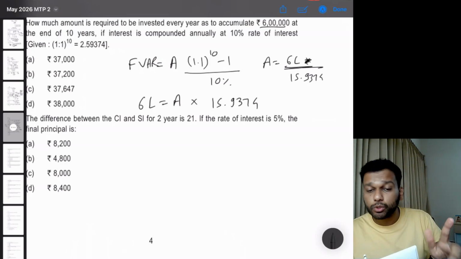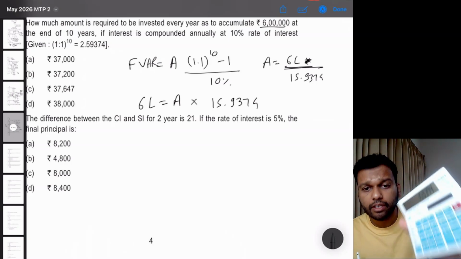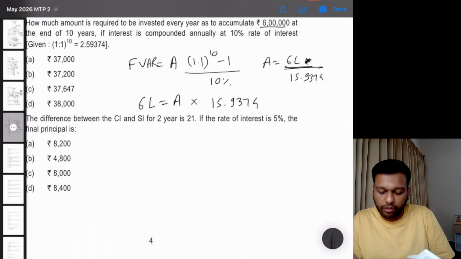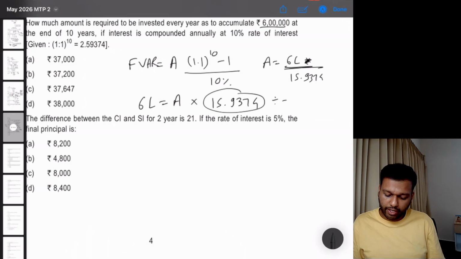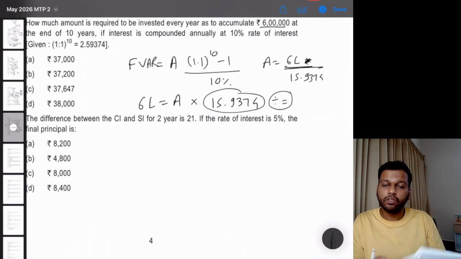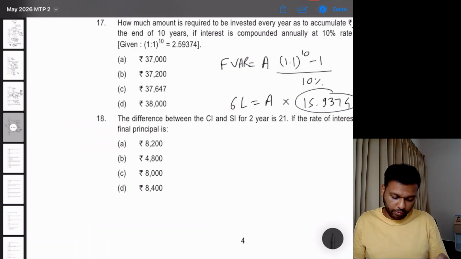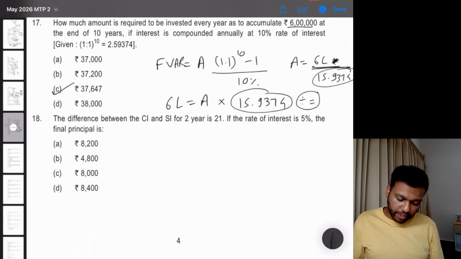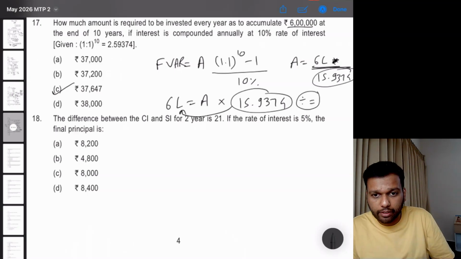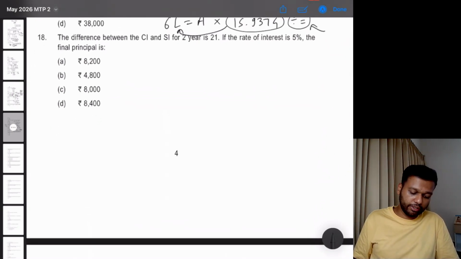So in exam, you should always save time. If you have already got 15.9374 on your calculator, then just take the reciprocal of it so that it goes into the denominator. Press divided by and equal to, that gives the reciprocal, and then multiply it by 6 lakhs. That's it: 37647. Option C is the correct answer. Again, if you have to divide and you already have it on the calculator, just take the reciprocal and multiply it by 6 lakh. That gives you the same answer.